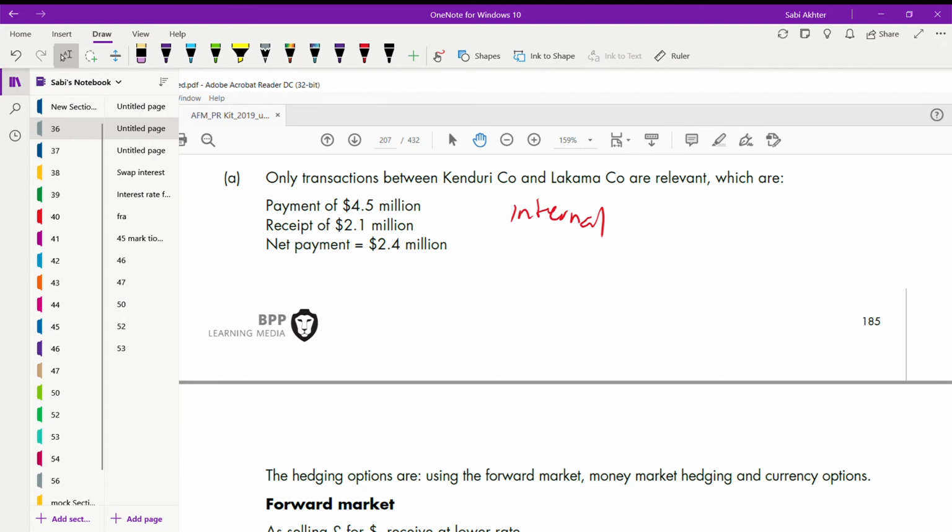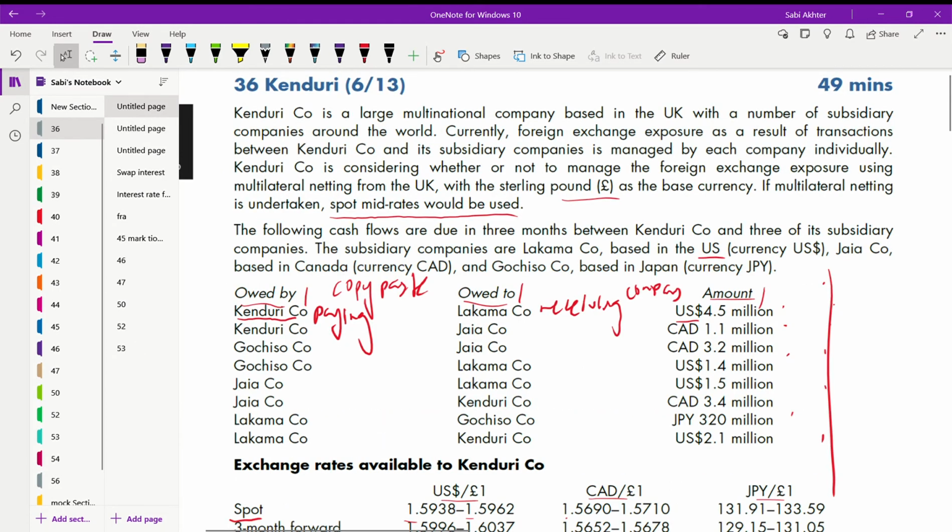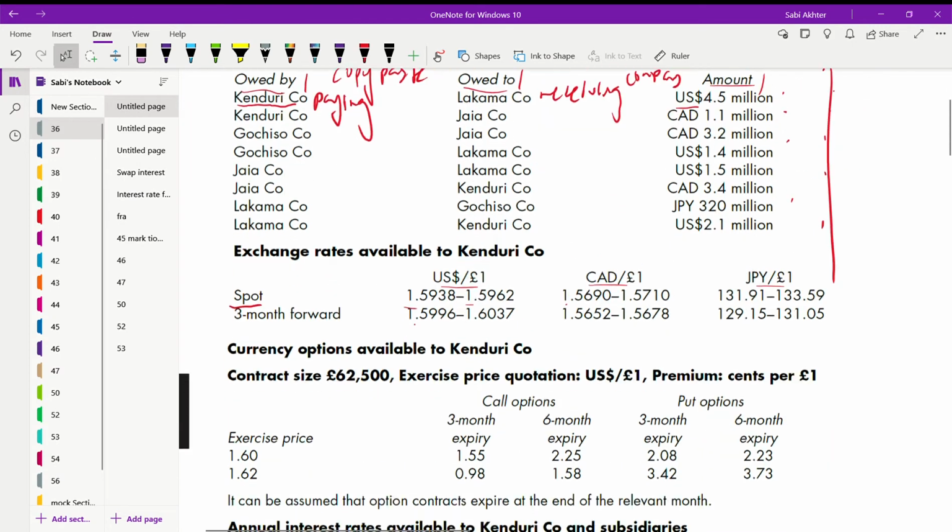What are internal? First, you have to net off your payment and receipt if it's in the same currency. Net it off. Only the net payment or net receipt you are hedging using forward, futures, option and swap. Like how they have done here. Sometimes it is there, sometimes it's not there. This is the only question I have got from all the questions which has this internal hedging. You have to use this table. Let's see what's the requirement.